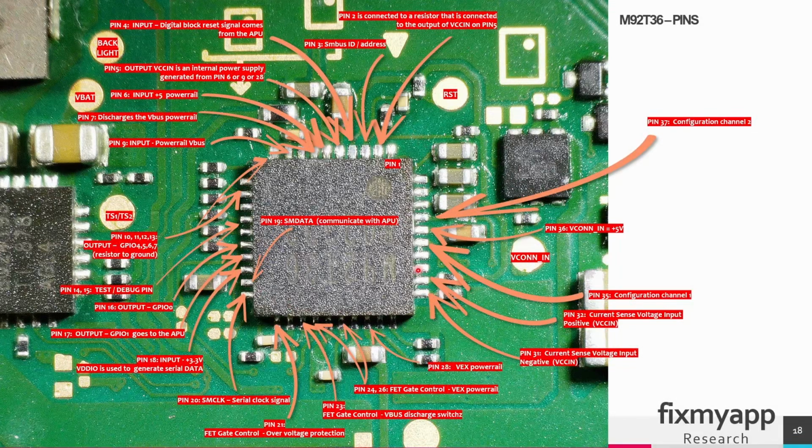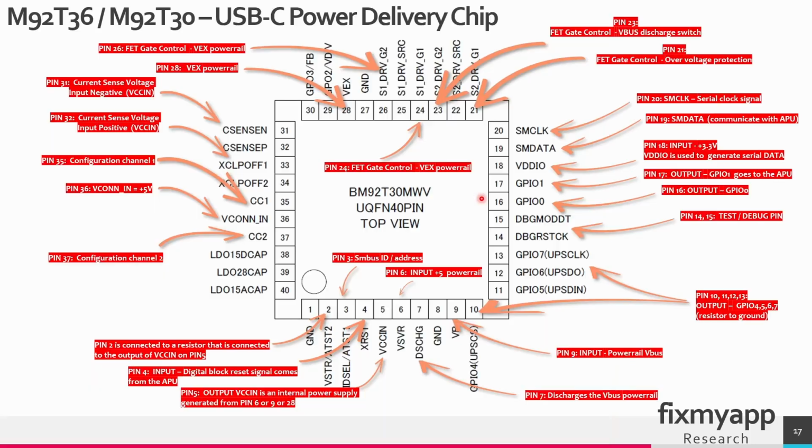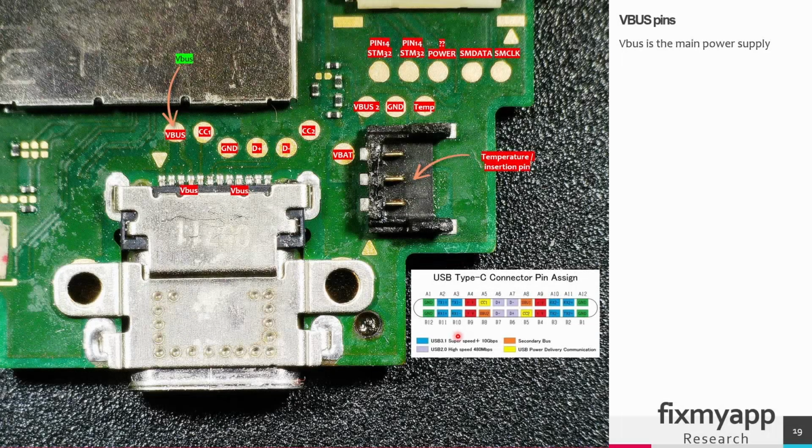So this is the M92 on the Nintendo Switch Lite mainboard. This is pin 1. The meaning of all these pins I already explained in the previous slide, but now you can see the visual representation of all those pins, but it's basically the same as in this image. You can find the V-bus on pin 4, A4, B9 and A9 and B4. That's on this pin and this pin. You can also measure it on this test point.